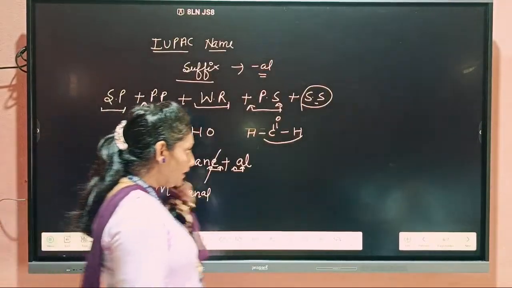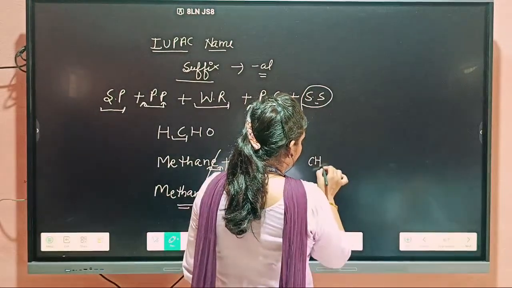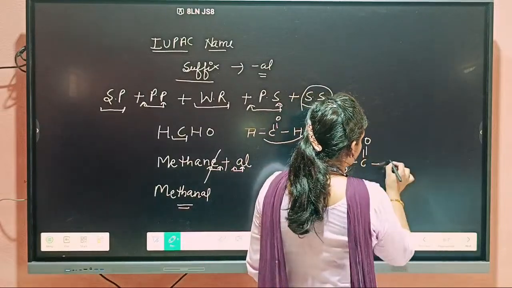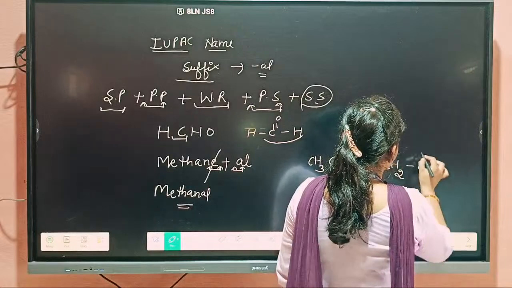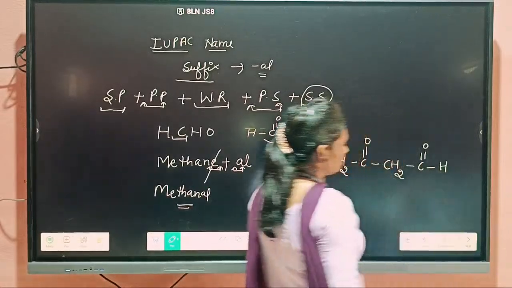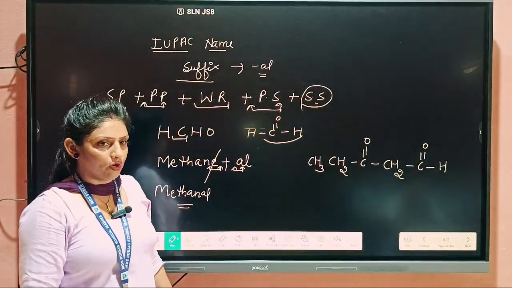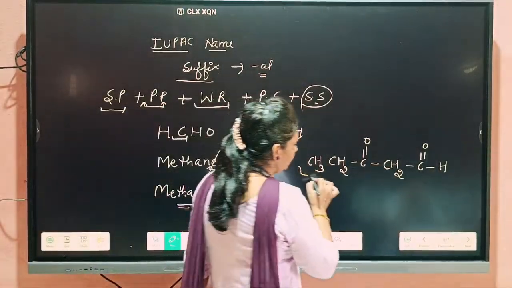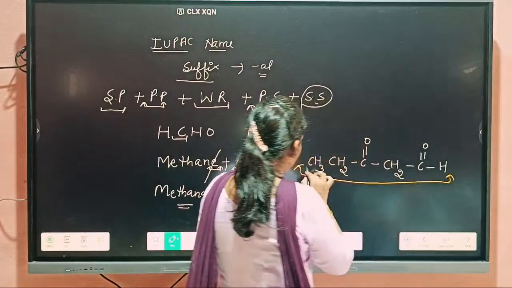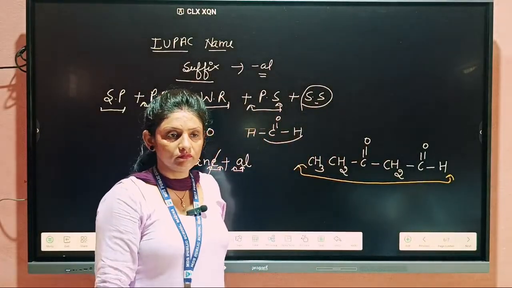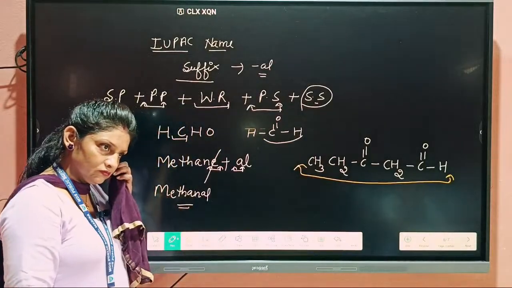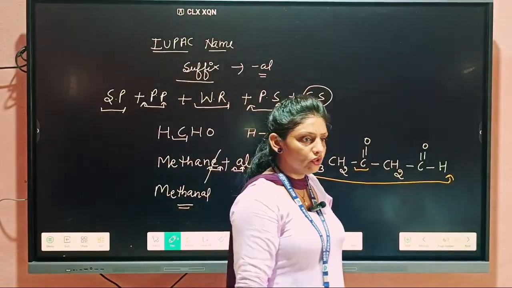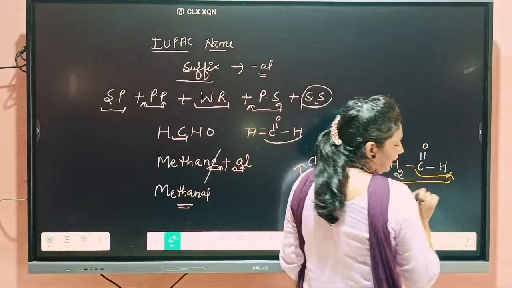Okay. If you have a compound like this, CH3, CH2, C double bond O, CH2, C double bond O, H, what will be the name of this compound? You know very well. Two groups are present here. Which groups are present here? Tell me. Here two groups are present. One is the ketone group, C double bond O, and the second one is the CHO, the aldehyde group.